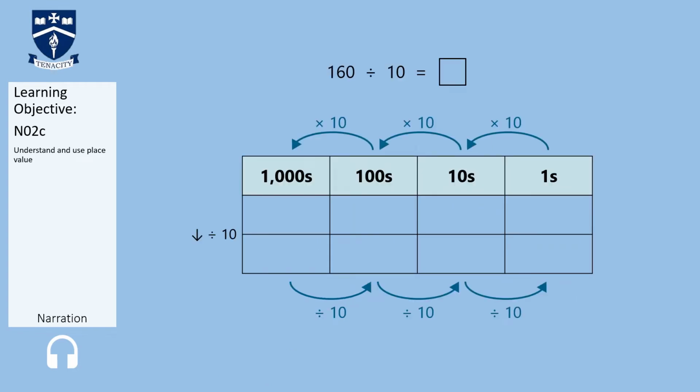It's useful to think of our place value when we're multiplying and dividing by powers of 10. It's much easier than setting up the column or grid method. Here, if I want to do 160 divided by 10, I know that if I divide by 10, all my digits are going to move the place value to the right. So here, if I have 160 and I divide it by 10, it becomes 16.